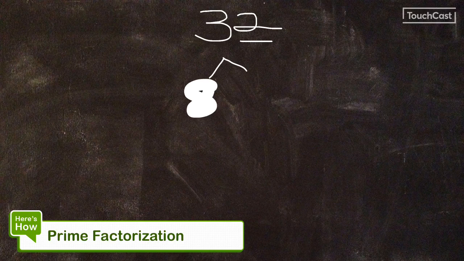Oh man, my pen got really thick there. Hold on, let me fix that. Okay, let's try this again. So I could also do 8 times 4. Now, neither of those numbers is prime, so in this case, I have to keep breaking down both of them.